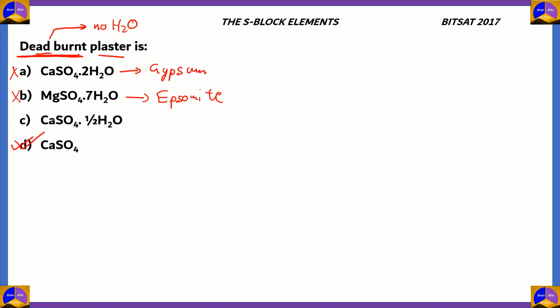Now option C is CaSO4 dot half H2O, calcium sulfate hemihydrate, and this is plaster of Paris, the powder that you get and then you pour some water on it and then create designs before it hardens in 5 to 15 minutes. So that's plaster. But remember, plaster has some water in it, even though it does not contain enough water to be solid.